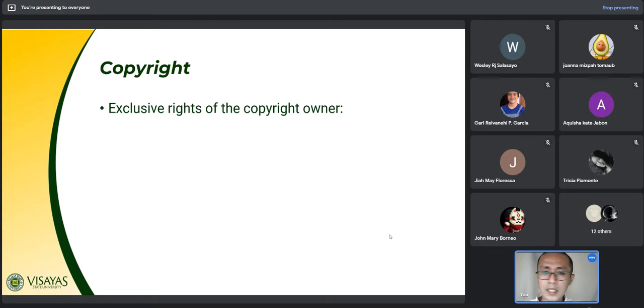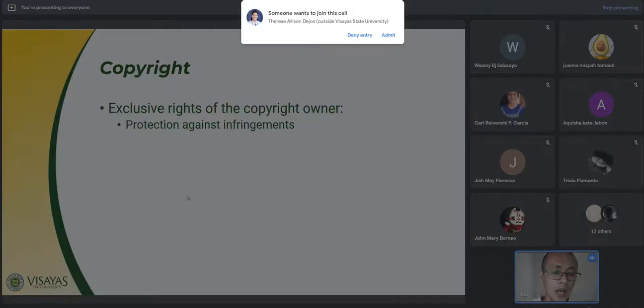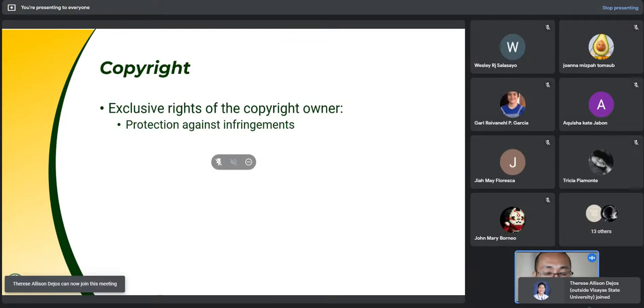Okay? Once you created an article, a work, a literary piece, a music, a drama, you have the right against infringements. So, infringements mean to say, others cannot use the article without your permission if you publish an article.